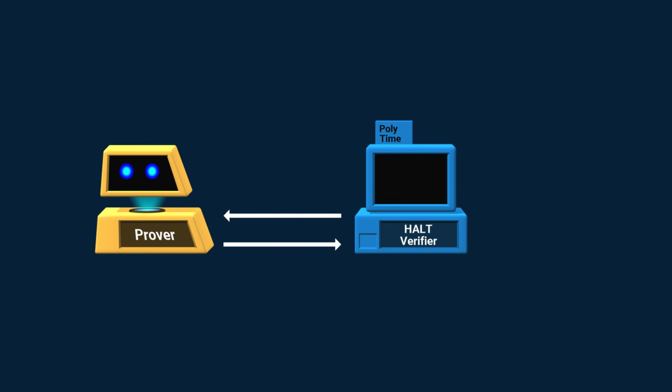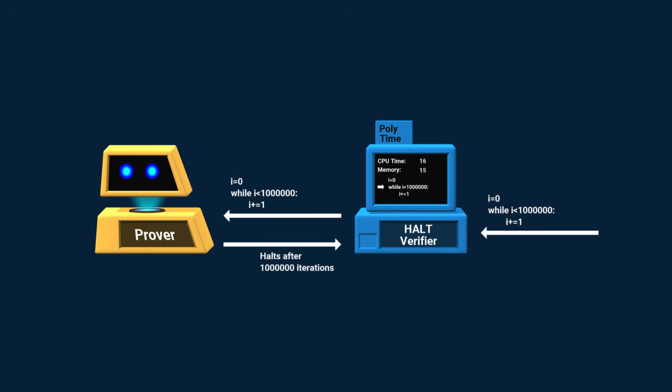Let's also try to build an efficient halting problem verifier and see where we fail. It's easy to see this program halts, but let's pretend this is a difficult example. The prover instantly sees it halts, and it can even tell us when. To verify it, the verifier will have to actually run it the specified amount of time. But this can't be done in polynomial time.